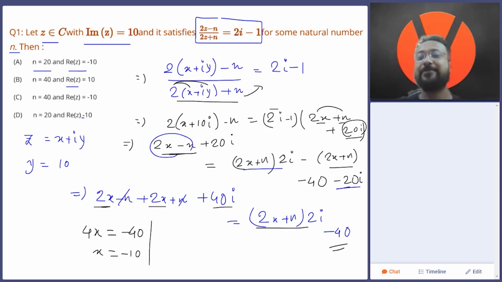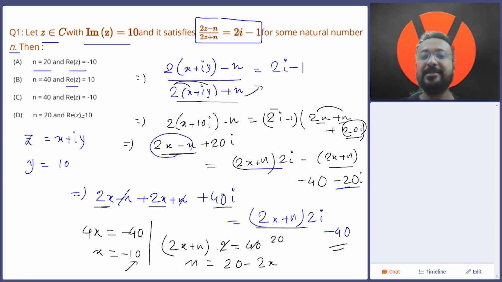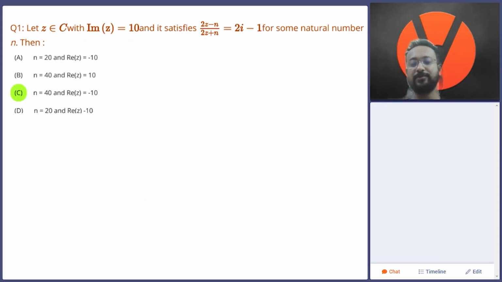So 40i should be equal to this, that is (2x plus n) times 2 is equal to 40. If you cancel, you get 20, and n will be 20 minus 2x. Since x is minus 10, minus 2x will be plus 20. It should be coming out to be n equal to 40. So n is 40 and the real part of Z is minus 10. So C is the correct option. Very simple question, guys.